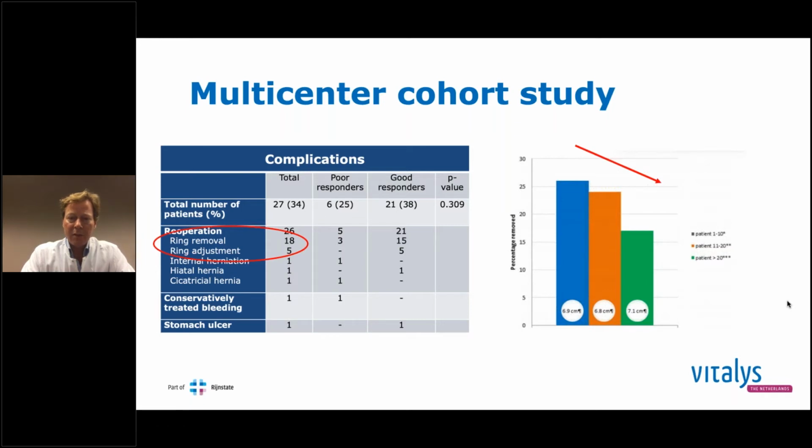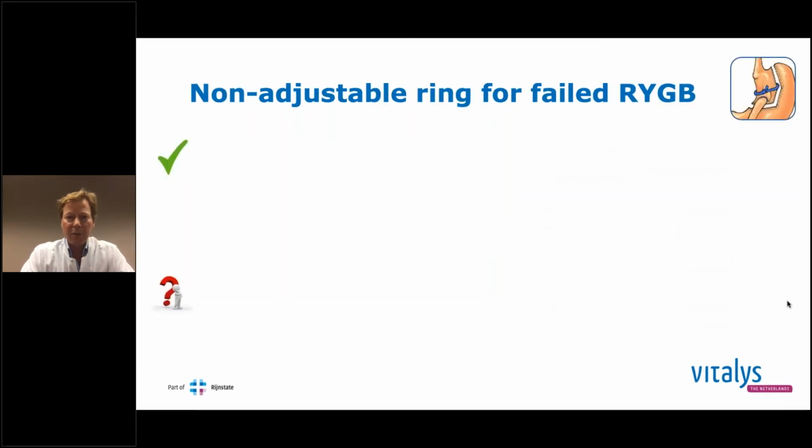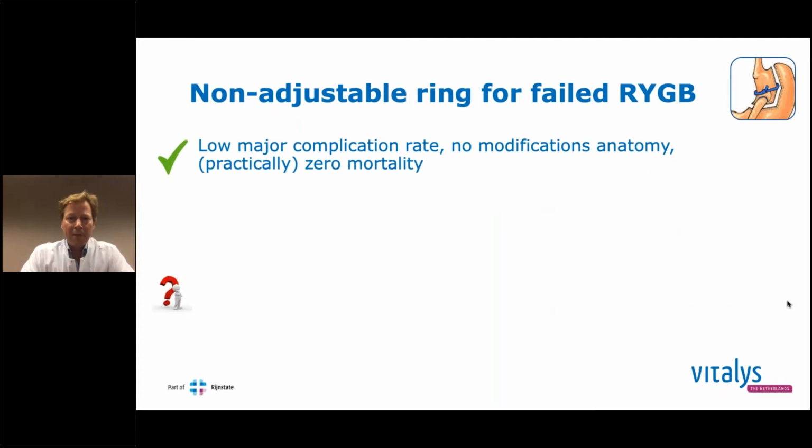So that means that the tighter the ring, the more chance there was for ring removal. So the advice is not to place the ring too tight. Summing this up, the non-adjustable ring for a failed bypass is a procedure which has a low major complication rate. It doesn't require any significant modifications to the anatomy, and it can be performed with practically zero mortality. So it's basically a very safe operation.